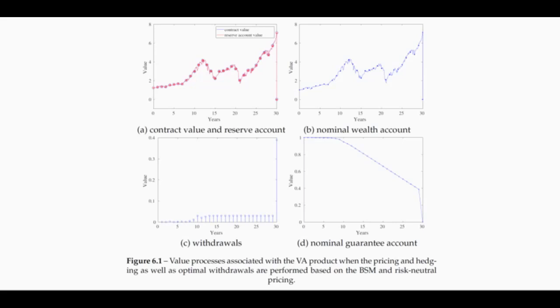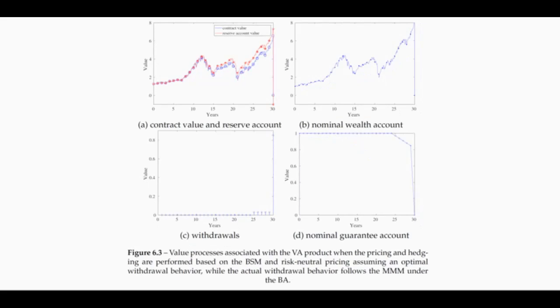And the optimal withdrawals reveal this pattern: smaller withdrawals in the earlier stage, followed by uniform withdrawals, and followed by a large withdrawal in the end. And the guarantee account decreases following these withdrawal patterns.